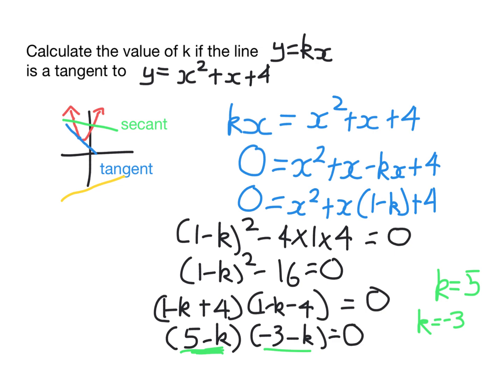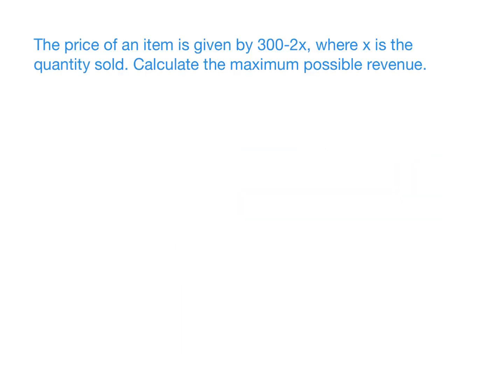All right, let's now look at a max-min problem. So we know how to find the turning point of a parabola at x equals minus b over 2a. The turning point of a parabola is either the maximum or minimum value of that quadratic function. If it's a smiley face, this is the minimum y value of the parabola. If it's a frowny face, the turning point gives us the maximum y value of the parabola. So we can use that in problems like this.